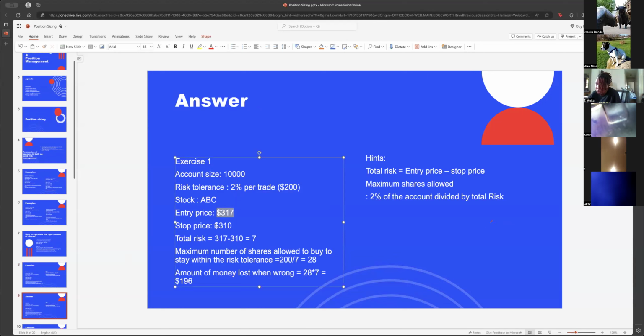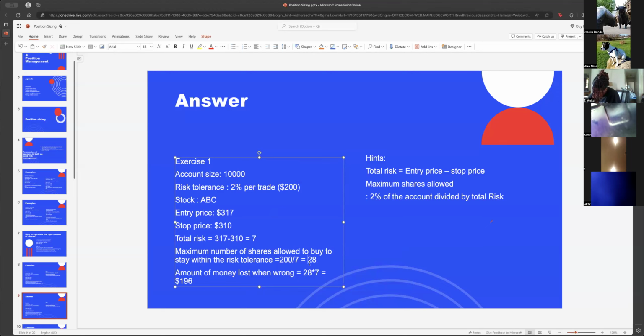The entry price is 317. Stop price, 310. And the total risk is entry price minus stop price, which is 7. If you got 7, you got it right. Good job. The next one is the maximum amount of shares allowed to buy, which is risk tolerance, $200, divided by 7. It's going to be a fractional result, 28 point something. Round it off and you're going to get 28. That is the right number of shares.